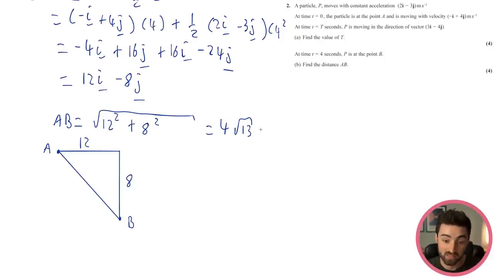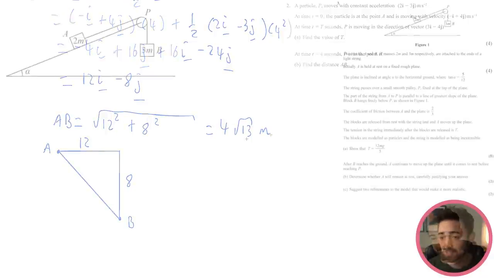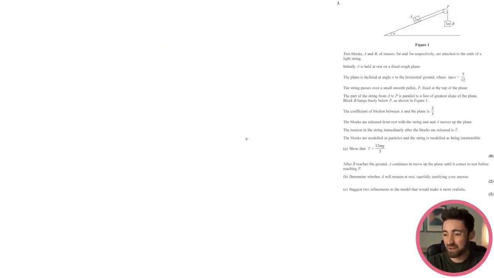So it's going to be meters here. And I reckon that will do us for question two. Ooh, and it looks like question three is absolutely massive.